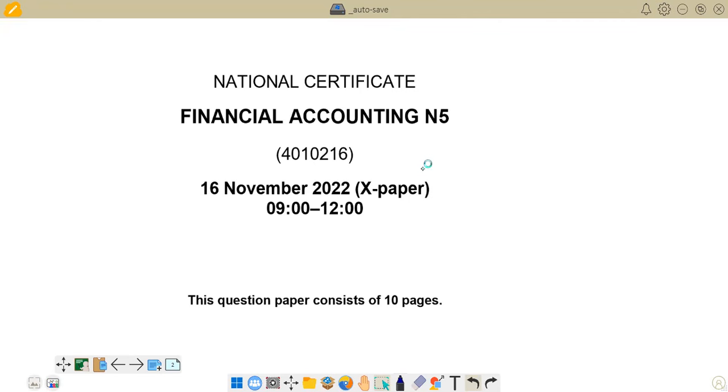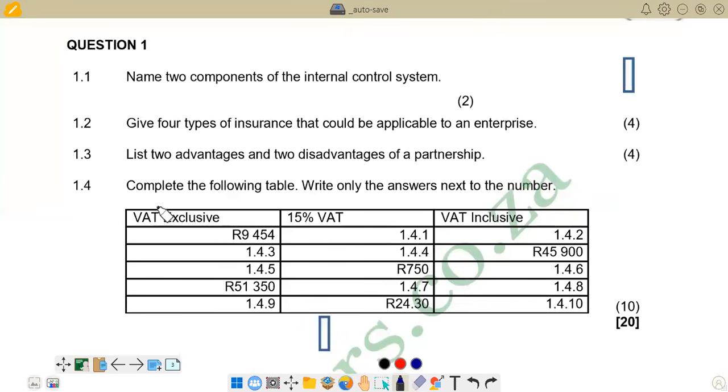Today we want to look at a question paper from November 2022. On this question paper, we're going to look at the first question. The first part is 1.1, and it reads: name two components of the internal control system.